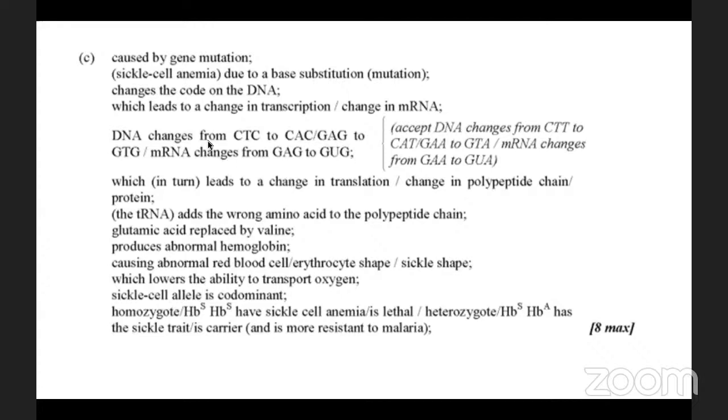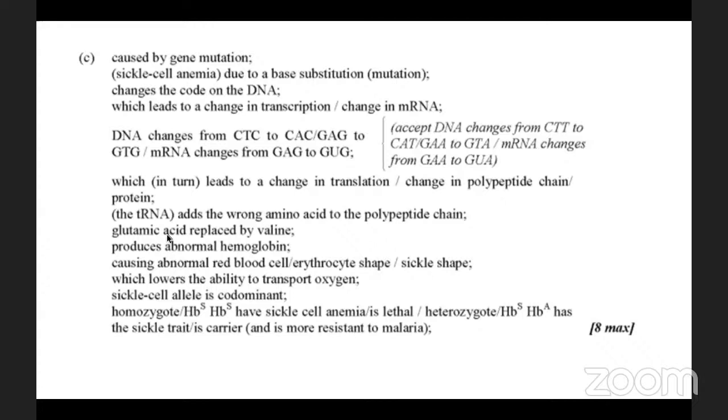So that is what we discuss from the code, which in turn leads to a change in translation, a change in the polypeptide chain and protein. So the tRNA adds the wrong amino acid to the polypeptide chain, and finally glutamic acid is replaced by valine. If you notice, from the first point until this first half, we just follow the process because it is an explain question. So we have to follow from the beginning, from transcription to translation. Where did the process go wrong, one by one? Only then can we get full marks.